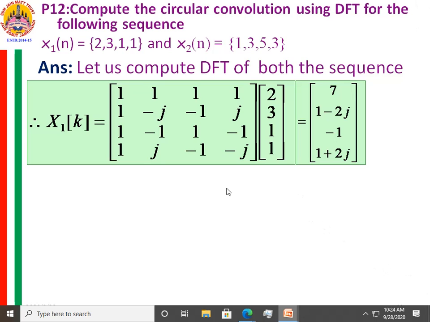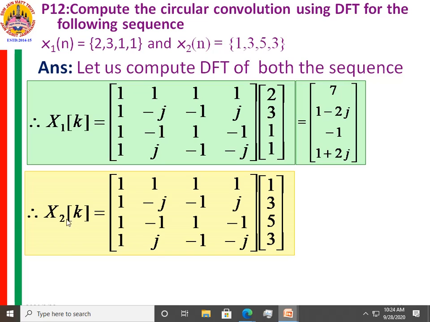Okay. Once you obtain x1 of k, the next is to obtain x2 of k. To obtain x2 of k, you take the matrix W and multiply it with this x2 of n. You perform this row and column multiplication and obtain x2 of k. So this is x2 of k, that is 12, minus 4, 0 and minus 4.